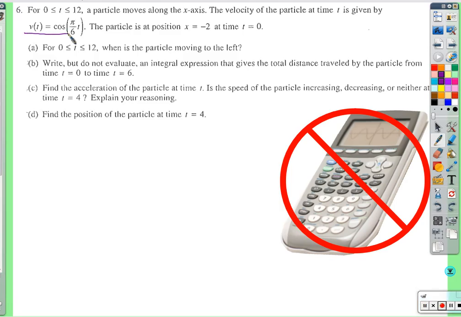We've got the velocity function right here, so we've got to figure out when it is negative, which means, how do we start that? Equal to zero. Set it equal to zero, because that would be when it transitions from negative to positive, possibly. So we set v of t equal to zero. That would be the same as saying zero equals the cosine of pi over 6 t. Okay. So let's see, the cosine of an angle equals zero. So what angles have a cosine of zero?